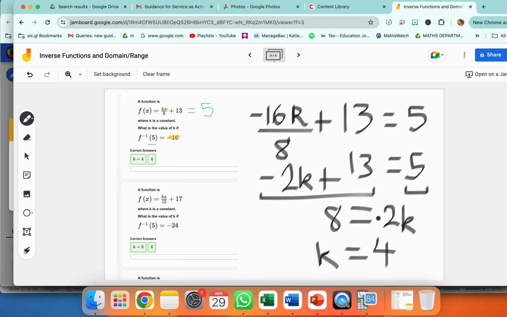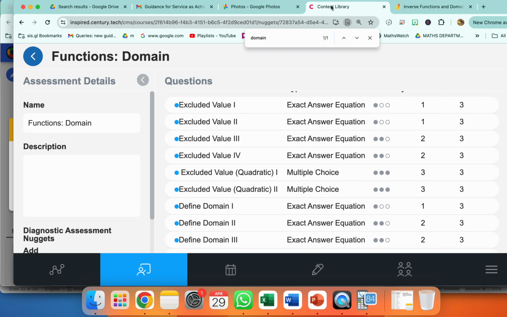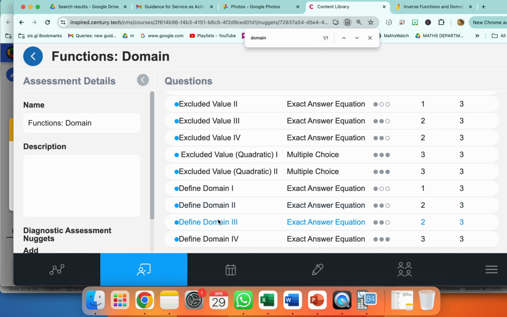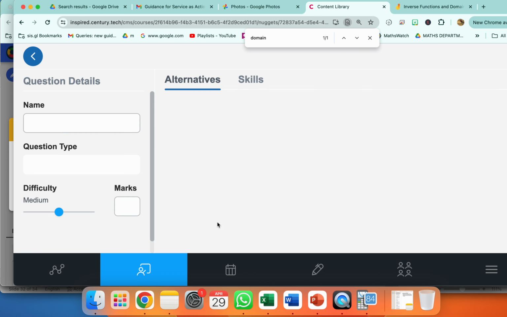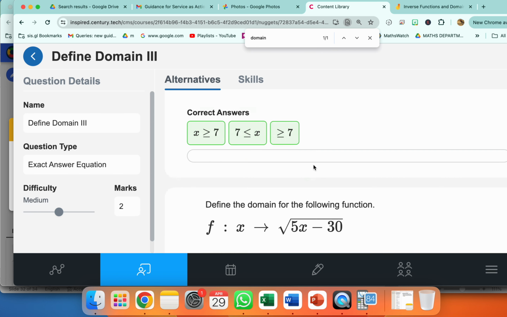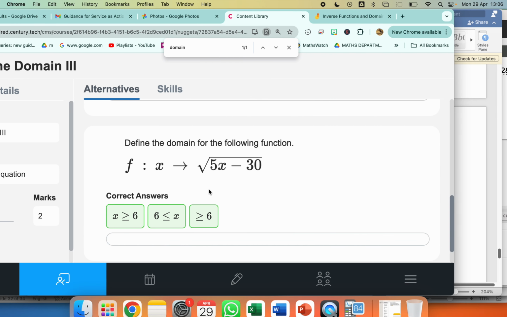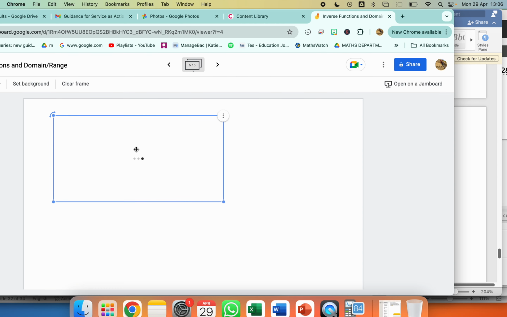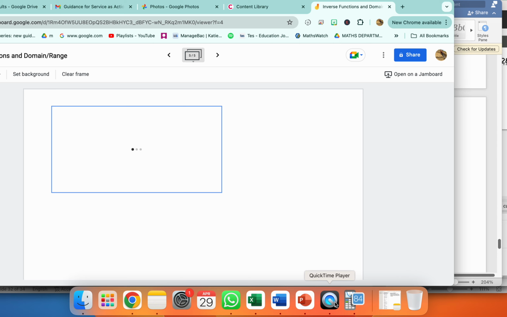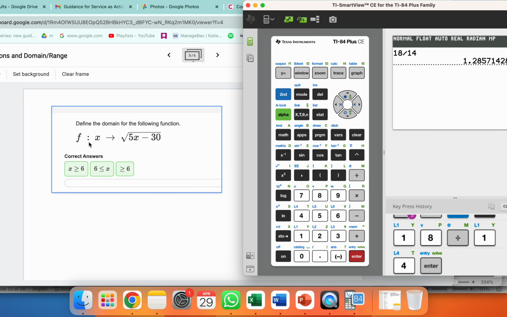And the next thing we're going to go on to is talking about domain and range. So I am going to select a random question from inspired.centurytech, and it wants us to find the domain of this particular function. So the domain of a function is basically all the x values that satisfy it. Now, for this question, I would highly recommend you use just the calculator only, and we'll go over how to do that. So we're going to open the calculator, and then f of x just means y is square root of 5x minus 30.